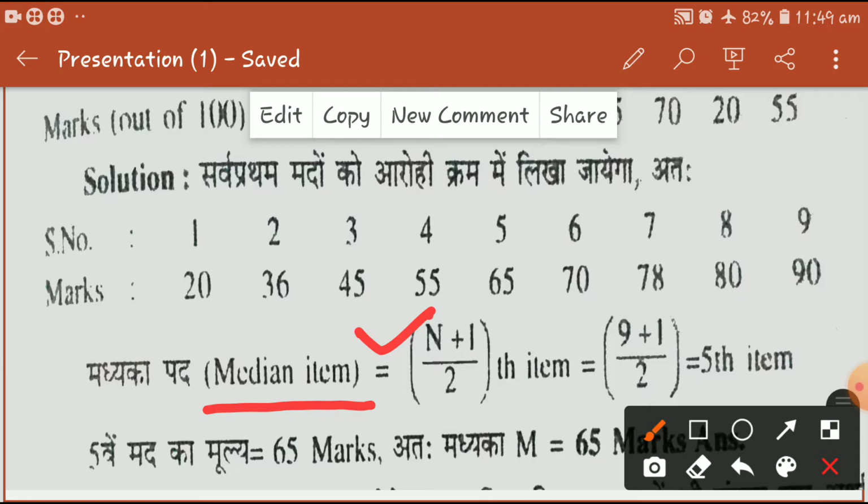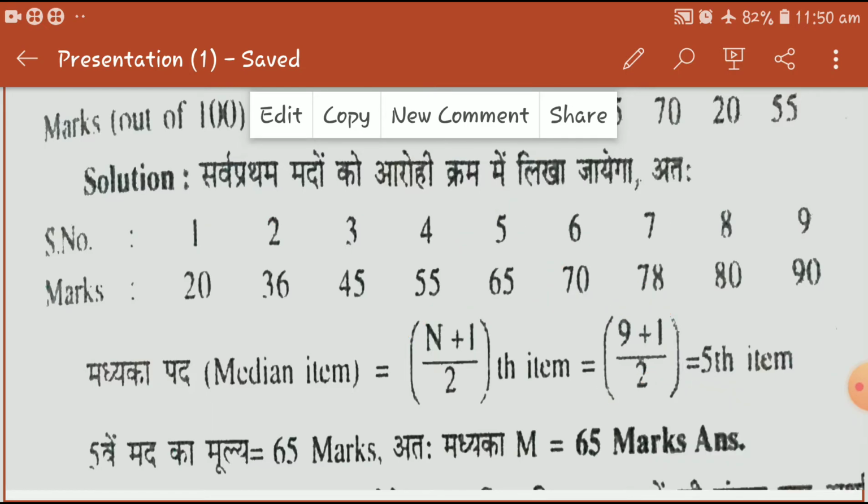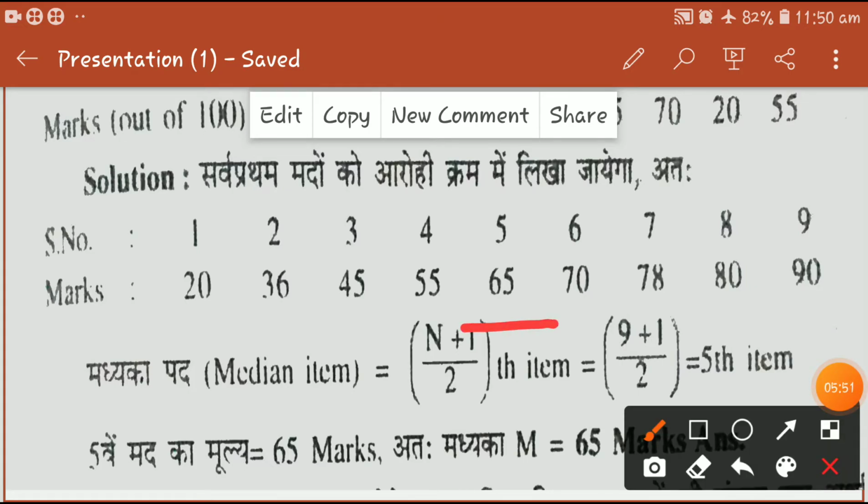1 2 3 4 5 6 7 8 9, sorry, 9. You have 9 values. So in place of n you write 9 and then add 1 to it, then divide it by 2, you will get the fifth item. That means this fifth item is your answer for median. You have a median of 65 marks. M is equal to 65 marks.